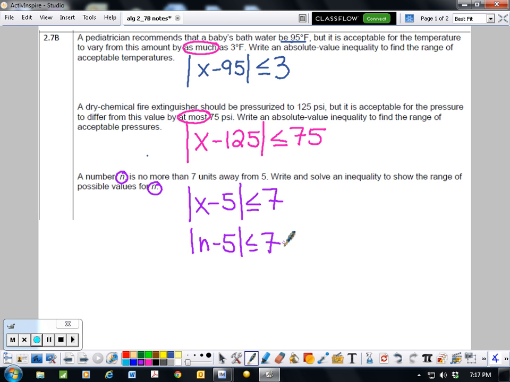So we could actually test this out. 6 is no more than 7 units away from 5, so let's test. Is 6 minus 5, the absolute value of that, less than 7? Well, yeah, the absolute value of 1 is less than or equal to 7, so we did good.